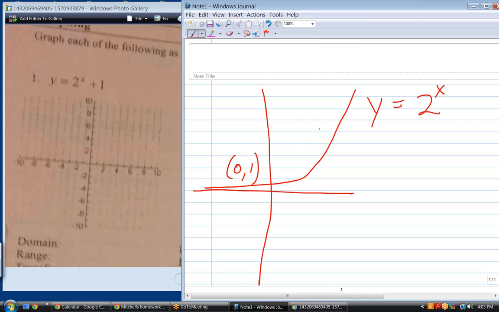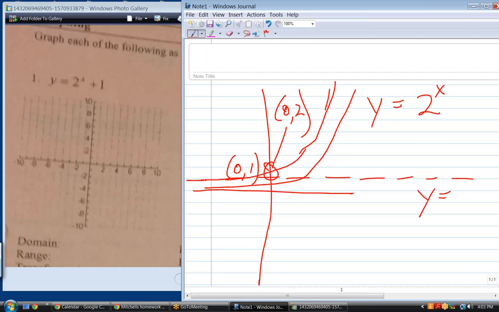Okay. So if I'm going to draw this curve, it's going to be exactly the same shape as the curve I have on here, only it's going to be up 1. Which means this key point here is now 0, 2. And its horizontal asymptote is at y equals 1, not y equals 0. All right.